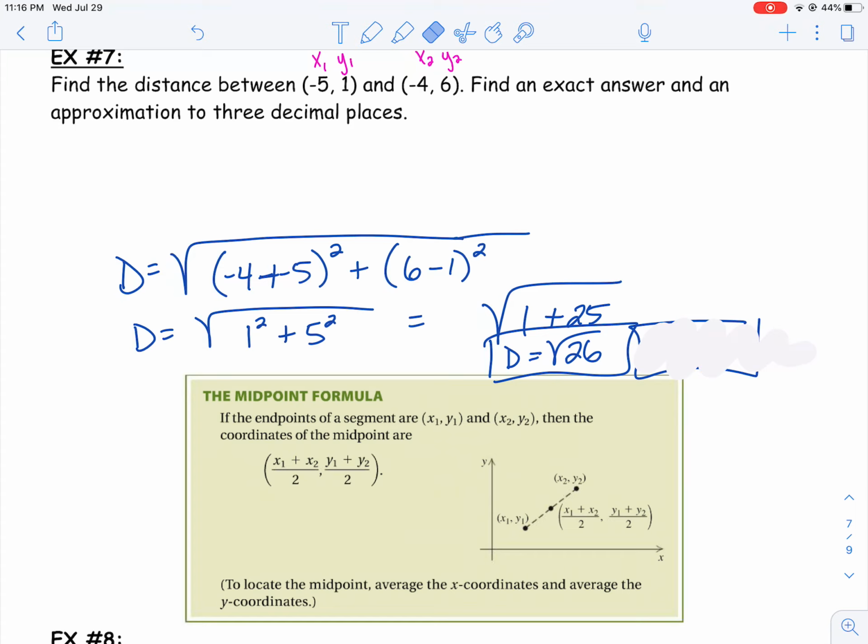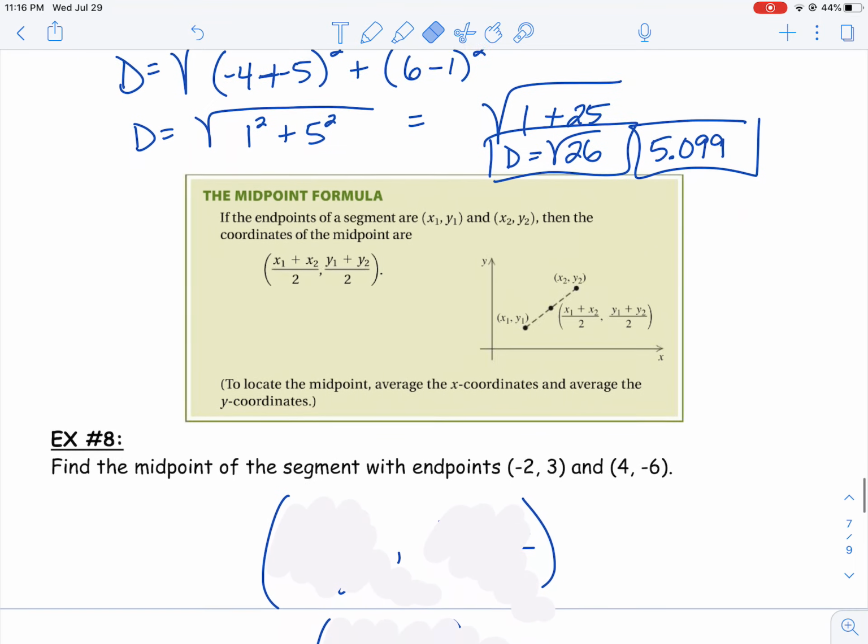Now, there isn't a whole number square root of 26, but I can give that as an exact answer, or I can use my calculator and figure out approximately what the square root of 26 is. I ended up getting 5.099. That's the distance between these two points.